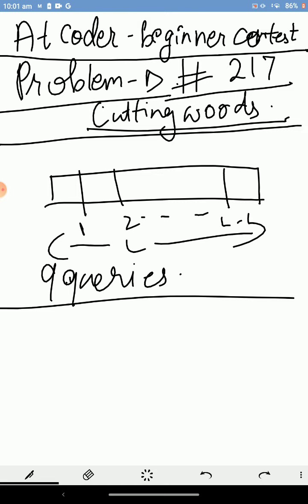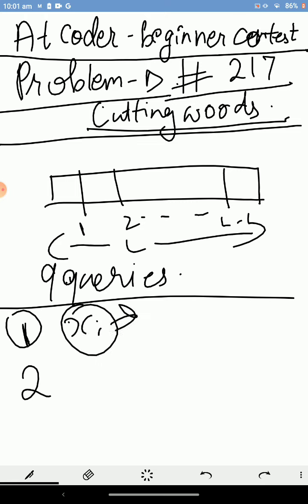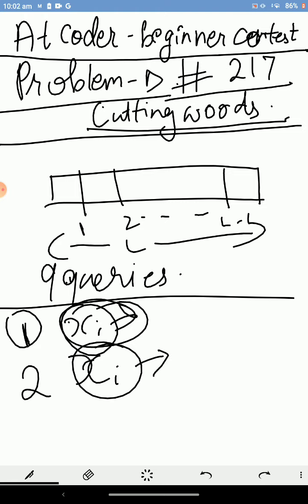We are given Q queries, and what is the type of query? There are two types of queries. The first query is of type 1 and the second query is of type 2. If the query is of type 1, then the number written after it, xi, means that we have to cut the piece of wood from this point. And the second type of query, with a number xi, signifies that we just have to return the length of the piece of wood which has the marking equal to xi on it.